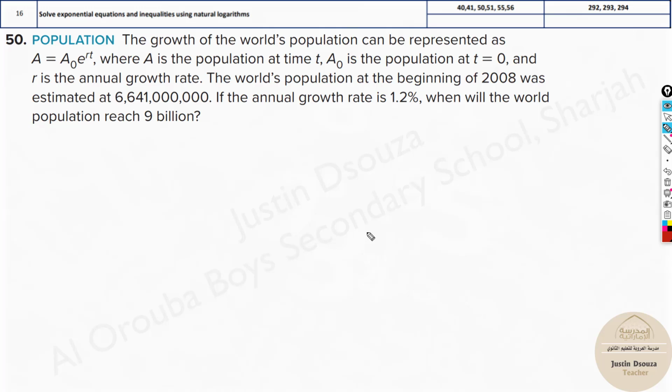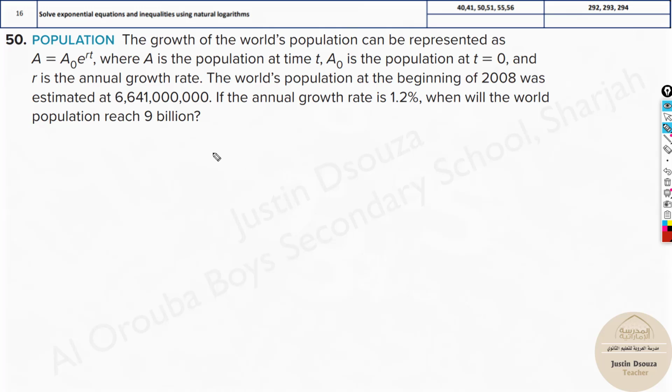Now let's look at a population growth problem. Here also they have given you the formula and they are telling you A naught is the population at time t0, which is the initial population. R is the annual growth rate. The world's population at the beginning of 2008 was estimated to be 6.64641 billion. If the annual growth rate is 1.2%, when will the world population reach 9 billion?